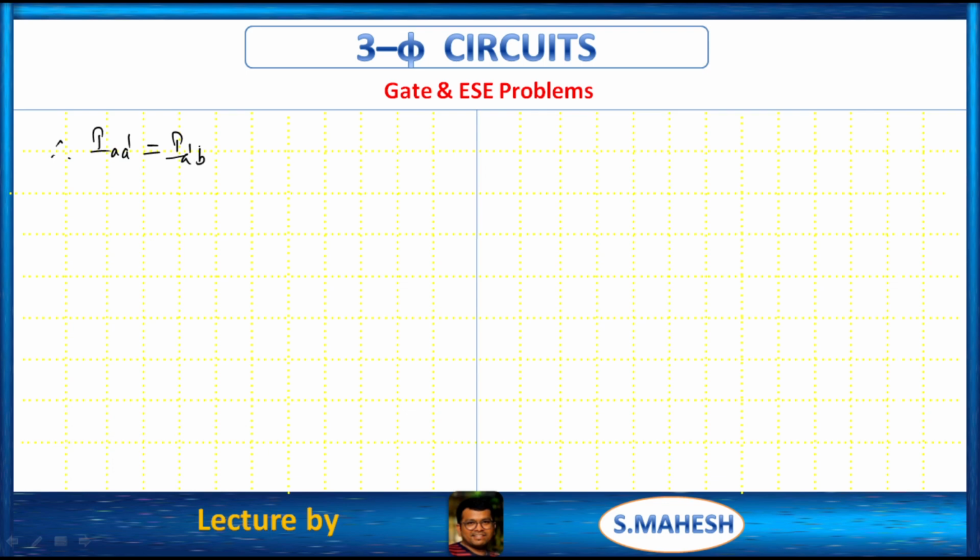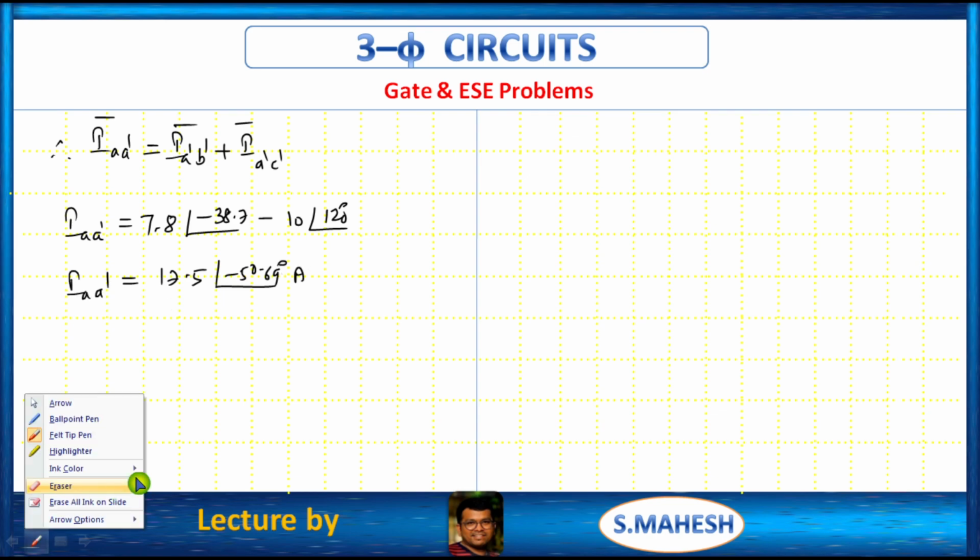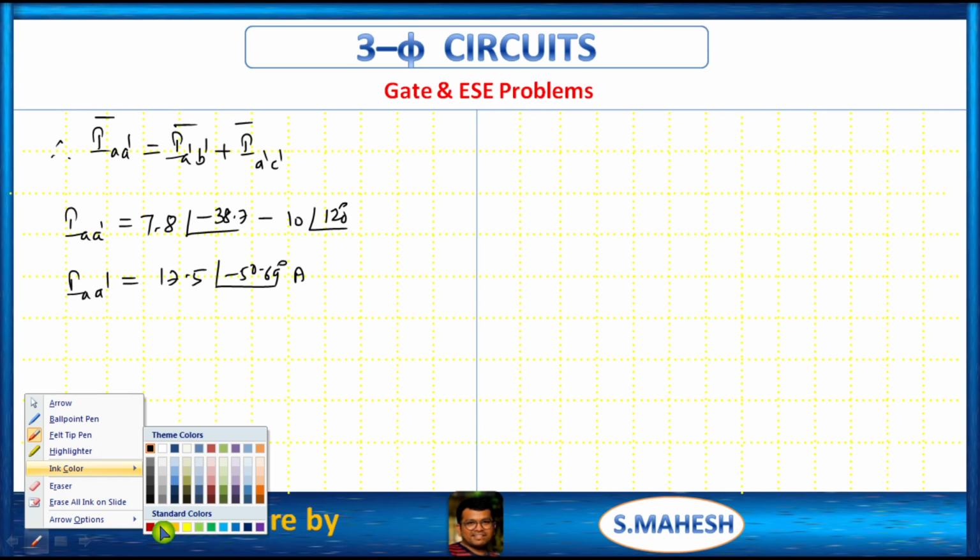Therefore IAA dash, which is equals to what? Vector addition of IA'B' plus IA'C', right? To get this, we have 7.8 at an angle minus 38.7 minus 10 at an angle 120 degrees. So from this we can get the value of IAA dash is 17.5 at an angle minus 50.69 degrees. This is IAA dash. We have the series current, that is the current coil current.